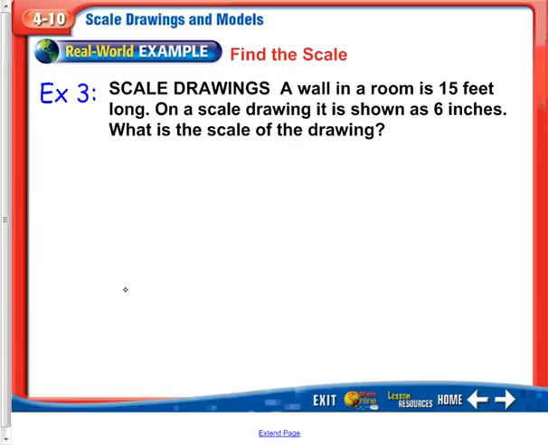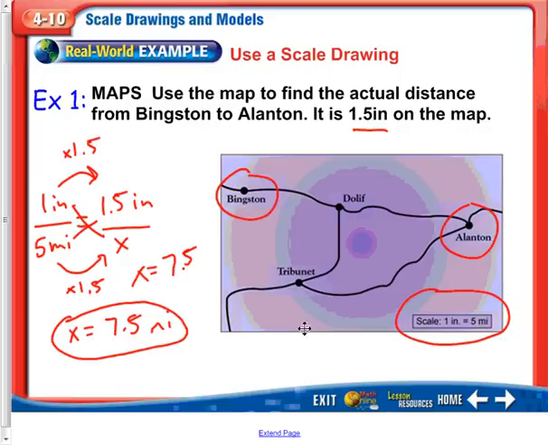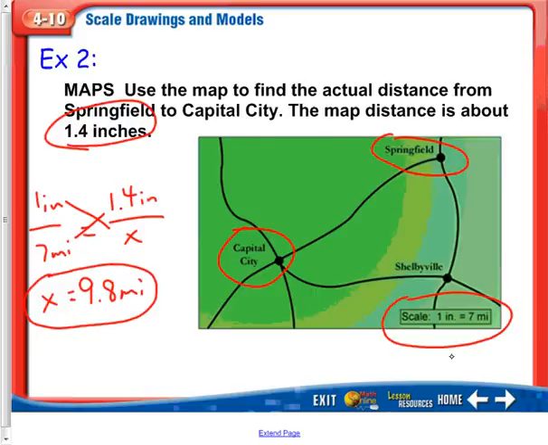So for example 3, a scale drawing, a wall in a room is 15 feet long. On a scale drawing, it is shown as 6 inches. So what is the scale of the drawing? Well, look back here. We saw that the scale is 1 inch equals something. And here is 1 inch equals something. So for scales, we don't want like 3 inches equals X amount of miles. I want to know what 1 inch equals. So that way, a lot of times it's pretty easy to figure out like a ½ inch of 5 is 2.5. So I want to work with just 1 unit.